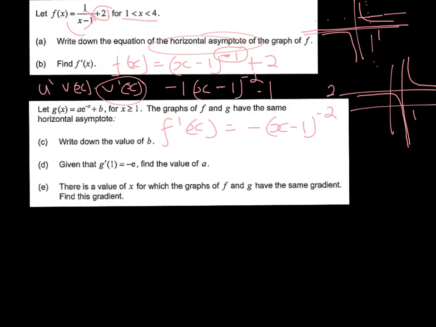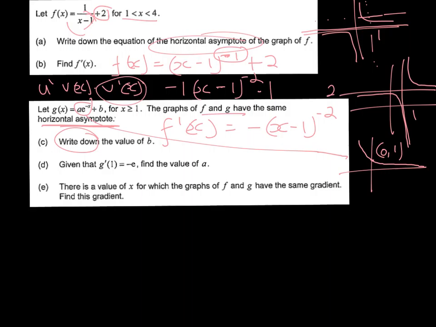For part C, we're told that g of x equals a e to the negative x plus b for values of x greater than or equal to 1. And we're also told that the graphs of f and g have the same horizontal asymptote, and we're asked to write down the value of b, which means it should be quite straightforward. If we just first of all look at this, so again, here you can use a graphic calculator, but you should recognize that this graph is going to be doing something like this, going through the point here, 0, 1.